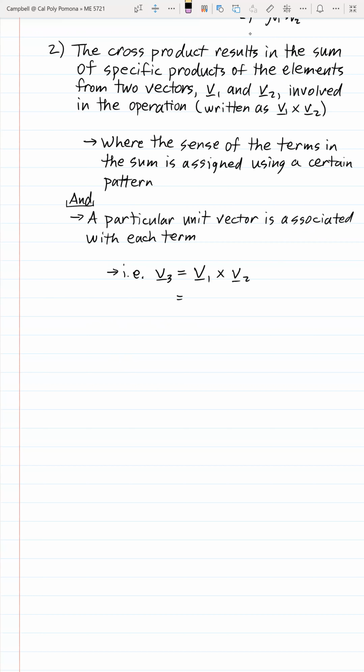And so that particular pattern of multiplying specific elements of the 2 vectors together and then adding them, we have V1y times V2z, where 1 is vector 1, 2 is vector 2, y is the y component of vector 1, z is the z component of vector 2. I'm not going to go through that for each and every product, but you get the idea. So that pattern just continues.